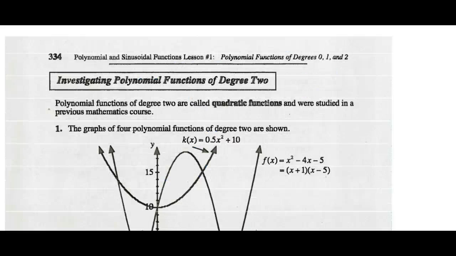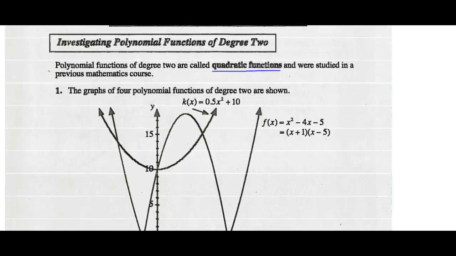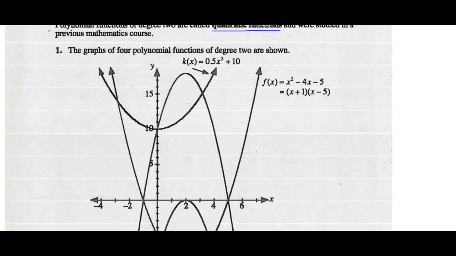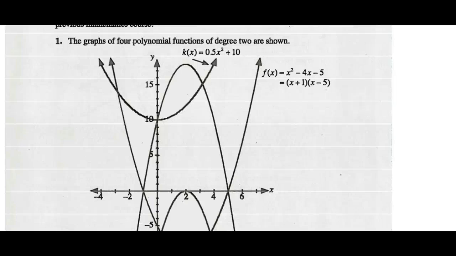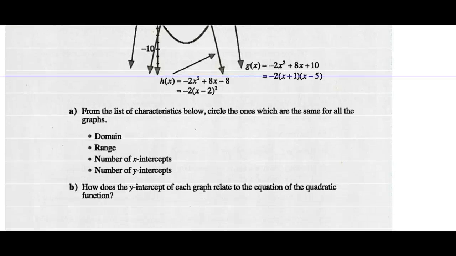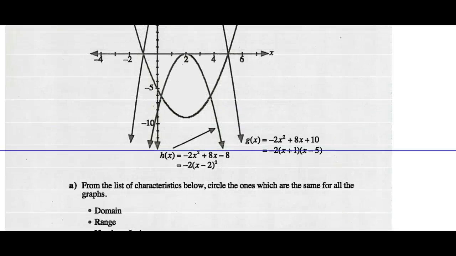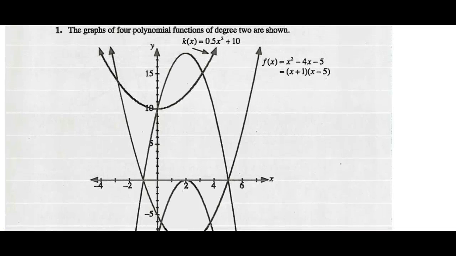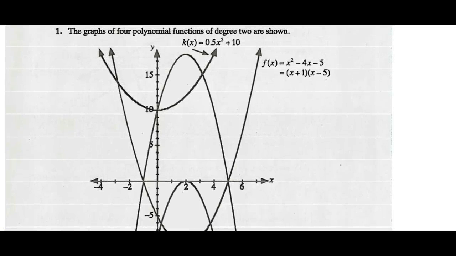Investigating polynomial functions of degree 2. Polynomial functions of degree 2 are called quadratic functions, and we studied these quite a bit in your grade 11 math course. The graphs of 4 polynomial functions of degree 2 are shown. So have a look at those. From the list of characteristics below, circle the ones which are the same for all the graphs. So if I look at all these graphs above, let's check the domains. So domain talks about going right and left. k of x goes forever right and forever left. f of x, forever right, forever left.